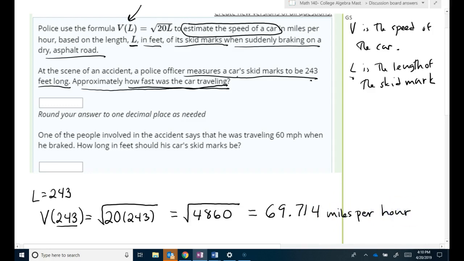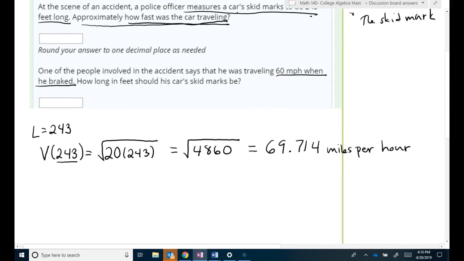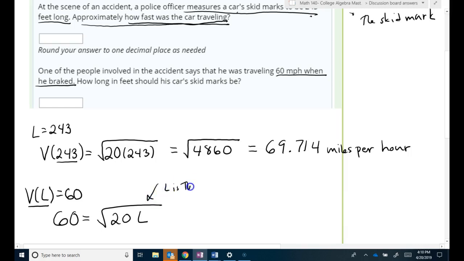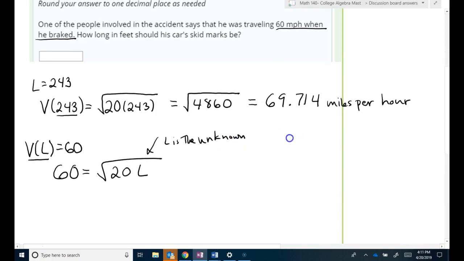Okay, let's try it again. One of the people involved in an accident says that the car was traveling 60 miles per hour when he braked. So in this case, we now know V of L. V of L is going to equal 60 because V is the speed at which the car travels. So now we're going to use that relationship again. 60 equals the square root of 20L. And in this case, L is the unknown. That's how long the skid marks are, or how long they should be.